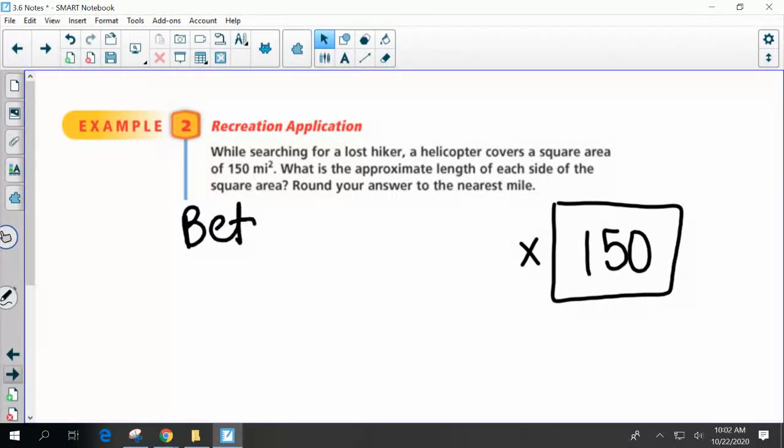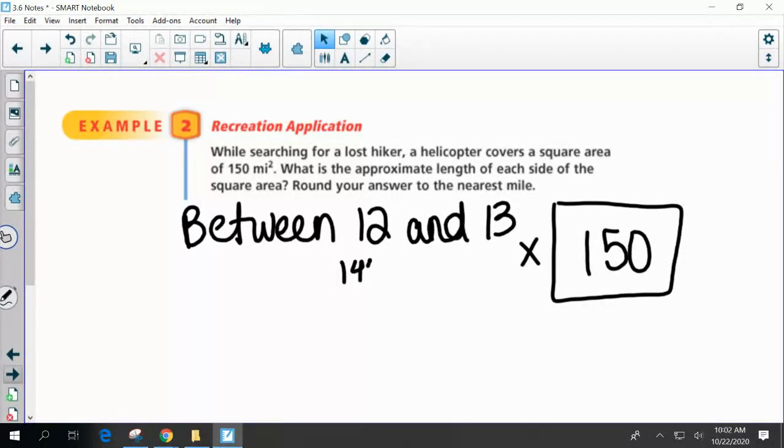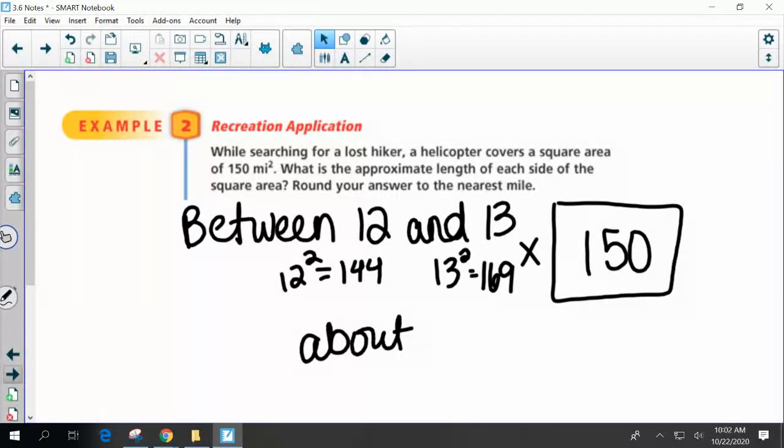Let's choose which one it's closer to. 12 squared is 144, right? 13 squared is 169. So 150 is closer to which number? 12. So if I were to estimate to the nearest mile, I would say about 12 miles. That would be the closest, about 12 miles.